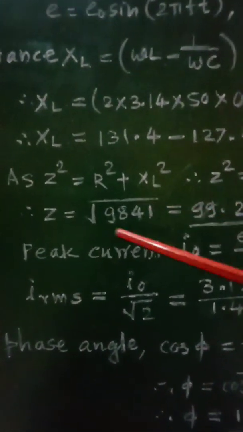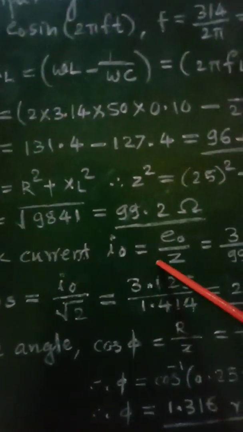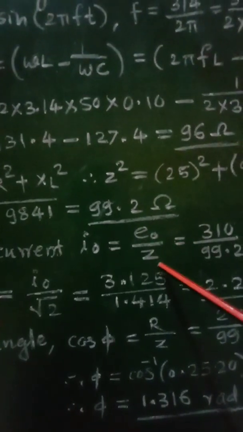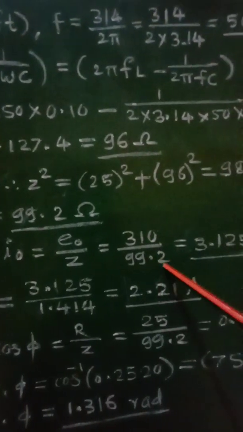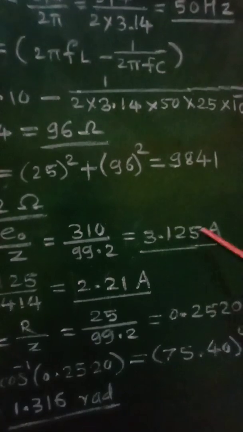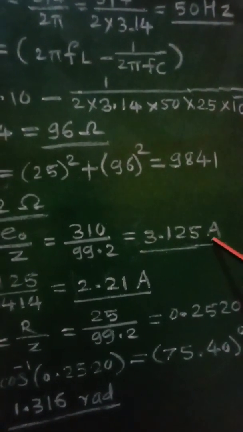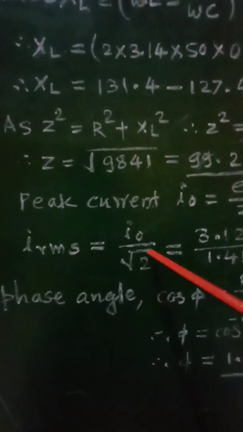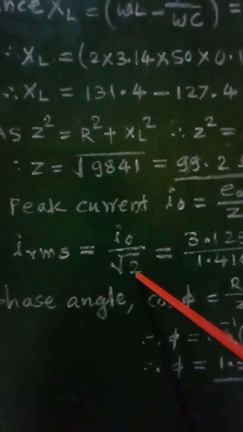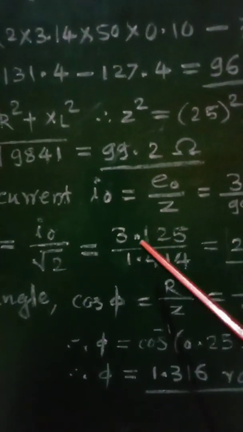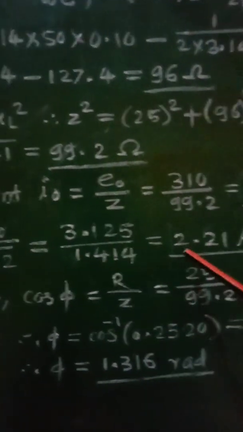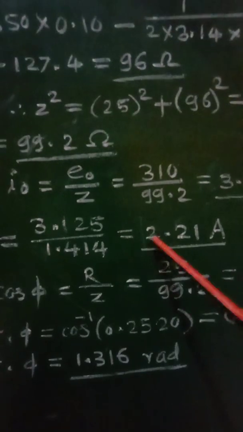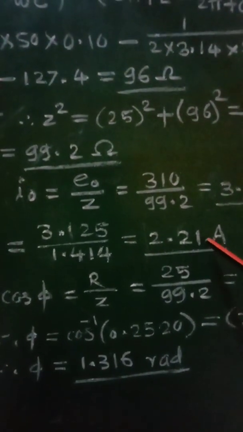Now the peak value of current, that is peak current I0, will be equal to E0 by Z, that will be equal to 310 upon 99.2, which comes out to be 3.125 ampere. 3.125 ampere, that will be the value of peak current. Then we will find the RMS value of current, which is given by I RMS equal to I0 by root 2, which will be equal to 3.125 divided by 1.414, which comes out to be 2.21 ampere. 2.21 ampere, this will be the RMS value of current.